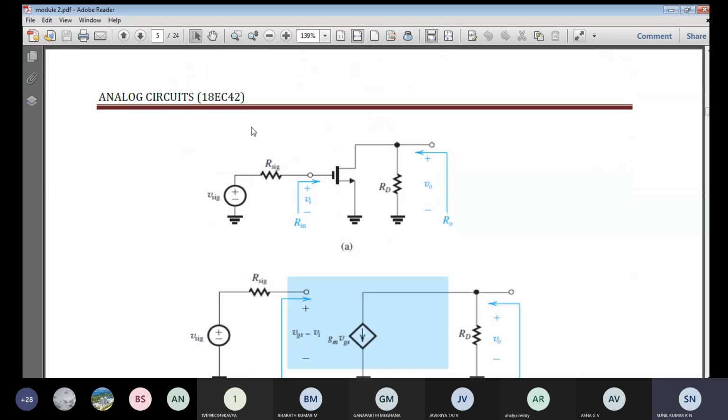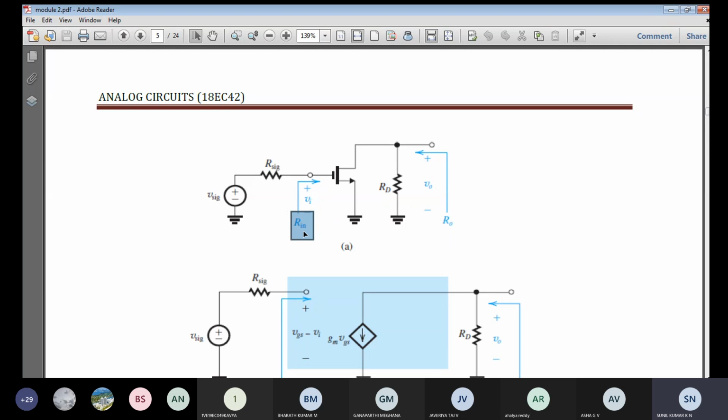Okay, so now to calculate the input resistance, how are we going to find the input resistance? It is a combination of R signal and Rin. So Rin is nothing but infinity, so this is going to have a high input resistance.